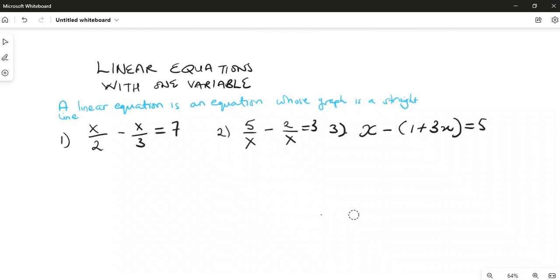All right, so we're looking at linear equations. A linear equation is just an equation whose graph is a straight line. You can even get it from the name, linear. These linear equations which we're going to be doing have one variable, and that is x. As you can see in most of our questions, we have the variable x, and we have to find its value. So let's start with the first question.